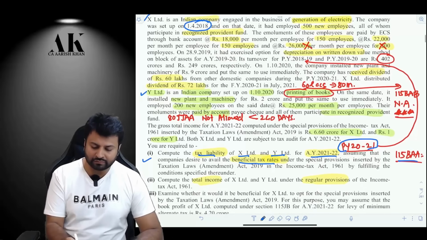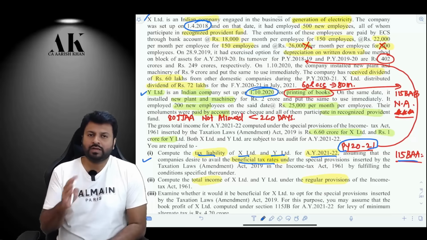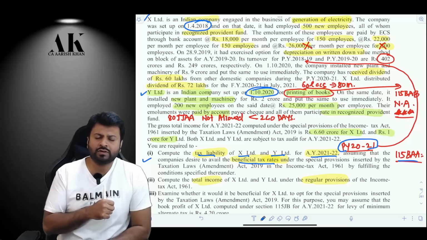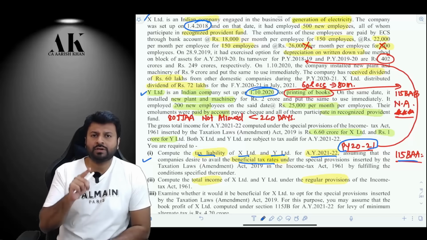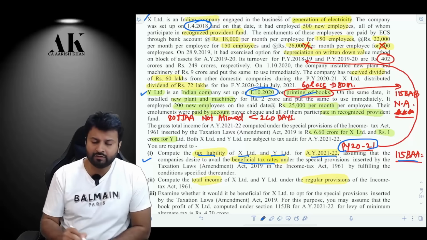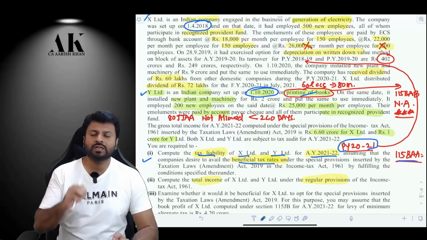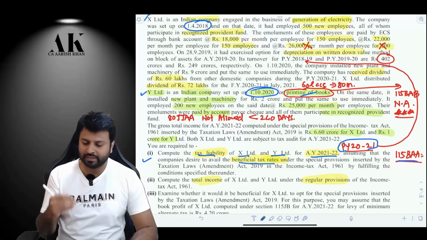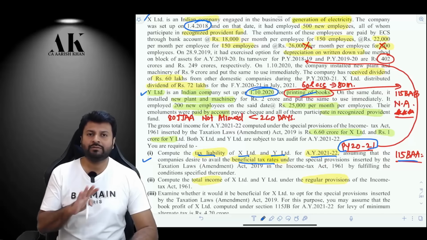Even the second company is out of question because 115BAB is not applicable to the second company also. Why, sir? Because this company is formed after 1st October 2019, but it is not eligible for some other reason, that is printing of books. If an assessee is engaged in printing of books, software development, marble blocks, etc., there are certain 4 or 5 businesses for which 115BAB is not applicable. So moral of the story, both the companies are not liable for 115BAB.